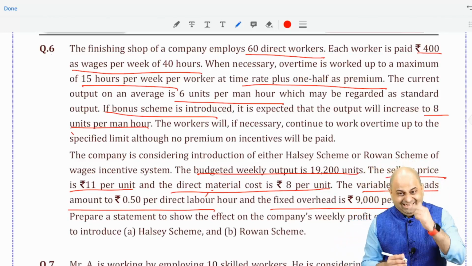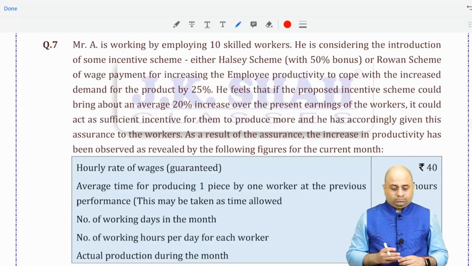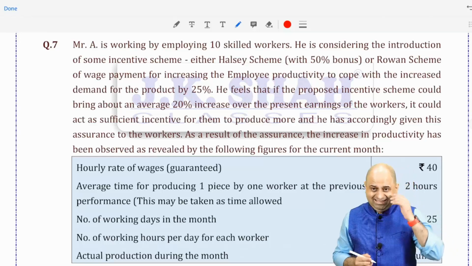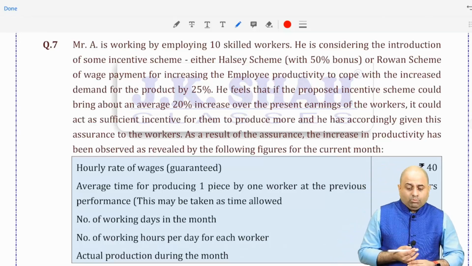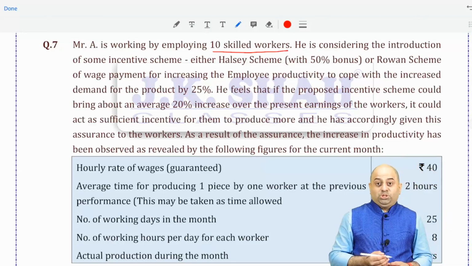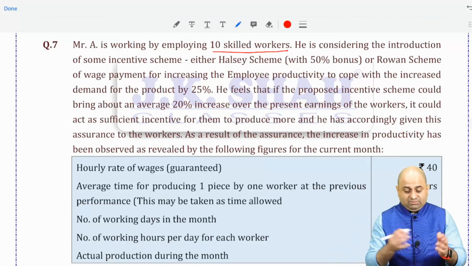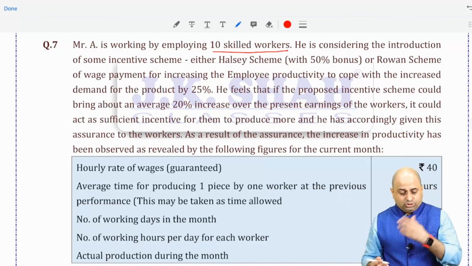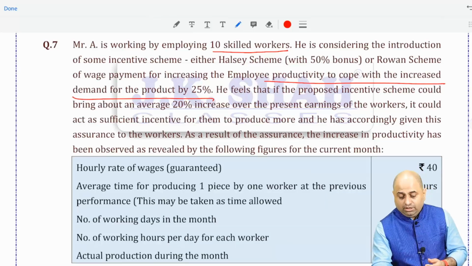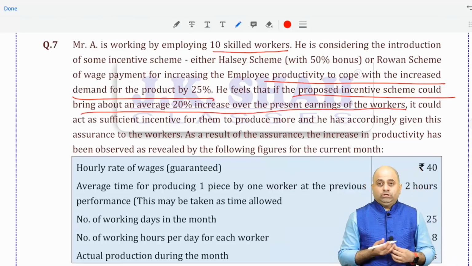Now let us move on to the next question, question number 7. Again, a very simple question provided you understand what they have asked. Let us first go through the details of this question. Mr. A is working by employing 10 skilled workers. This is a very important line in case you just remember the question. Considering the introduction of some incentive scheme, either Halsey or Rowan and so on, the question says that employee productivity to cope with increased demand by 25%. Proposed incentive scheme should bring about an average 20% increase over the present earnings of the workers.